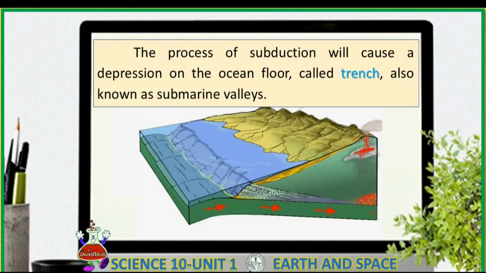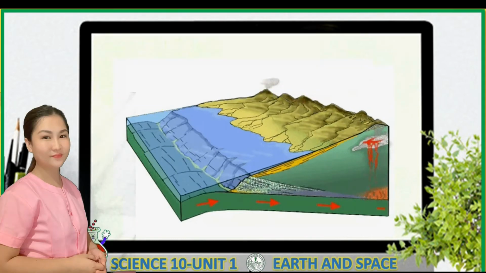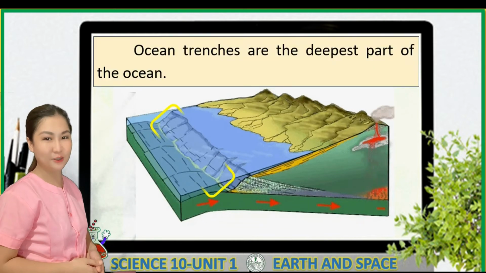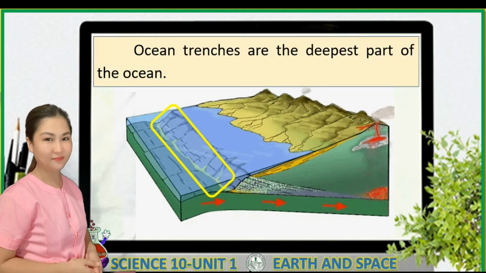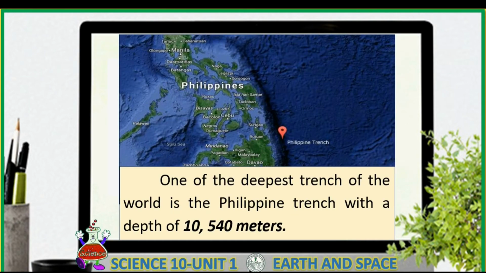This process will cause a depression on the ocean floor, called trench, also known as submarine valleys. Ocean trenches are the deepest part of the ocean. One of the deepest trenches of the world is the Philippine Trench, with a depth of 10,540 meters.